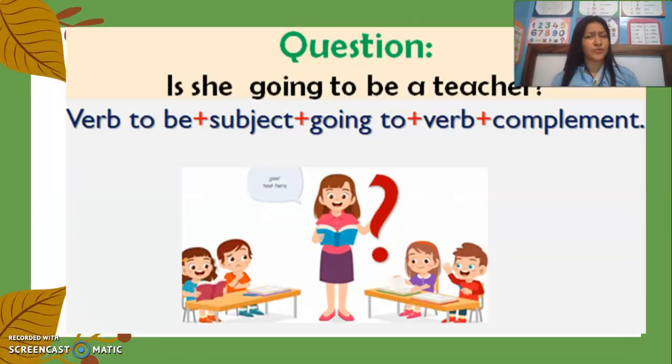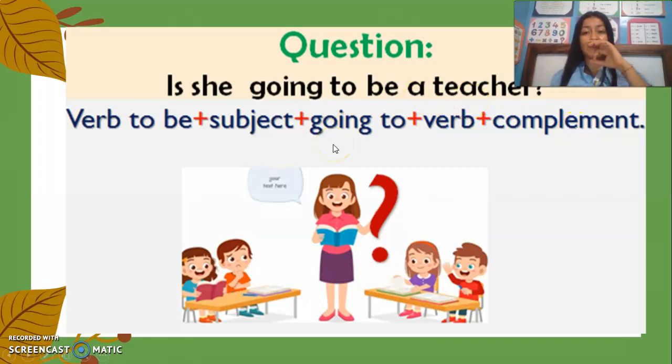Okay, how are you going to create questions? It is easy, guys. Here we have at the beginning the verb to be, plus the subject, plus going to, plus the verb, plus the complement. In this case, the verb to be is, plus the subject she, plus going to, plus the verb, in this case be, plus the complement, a teacher.